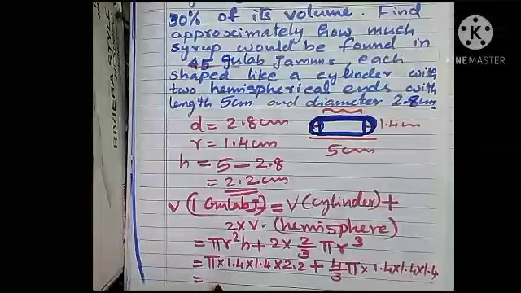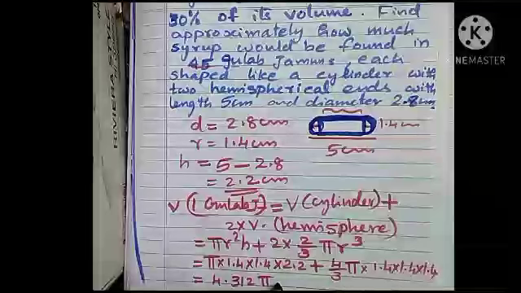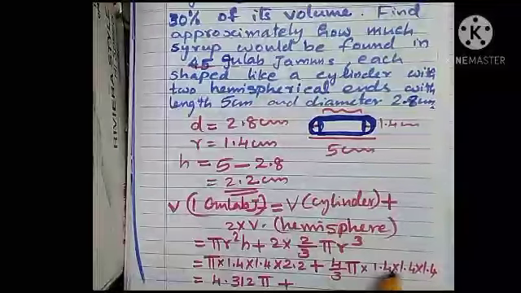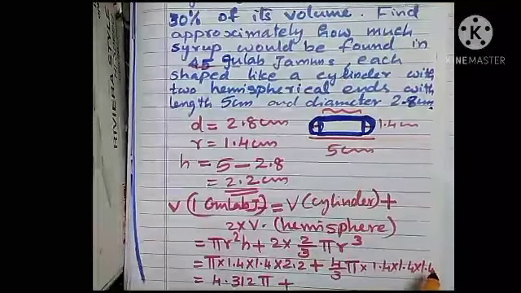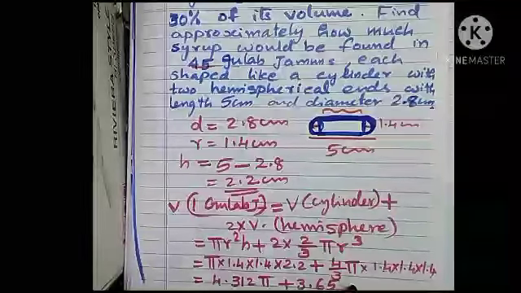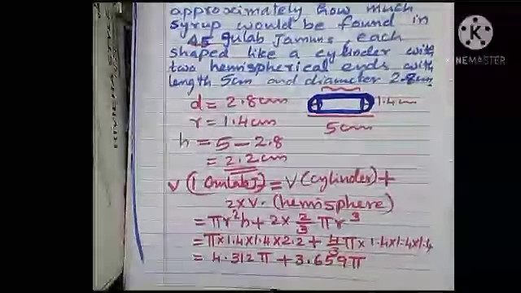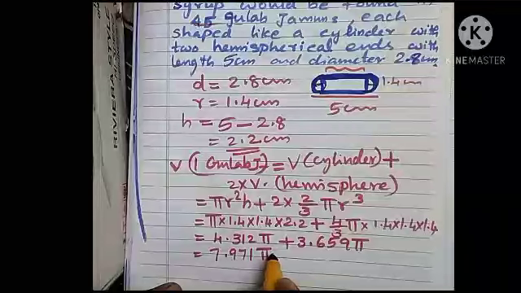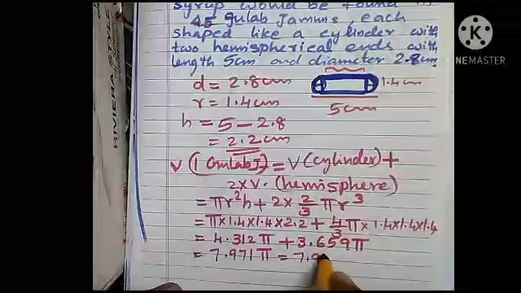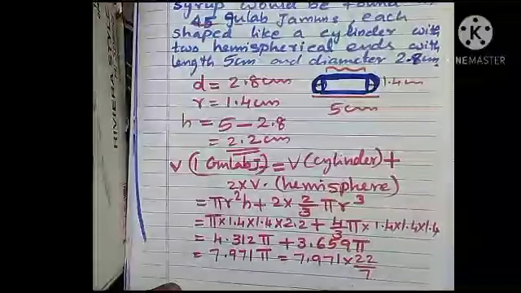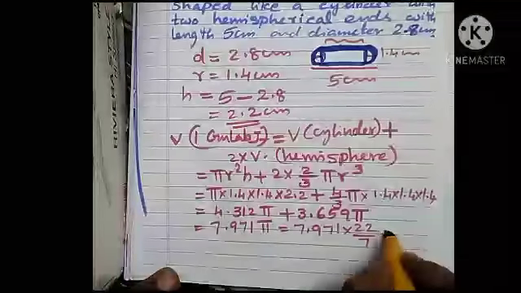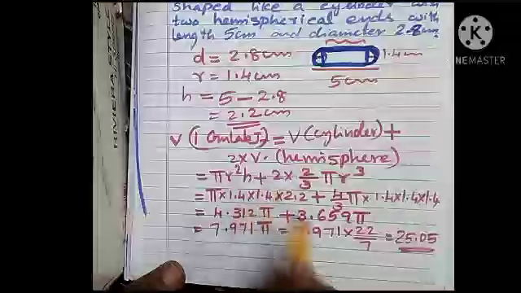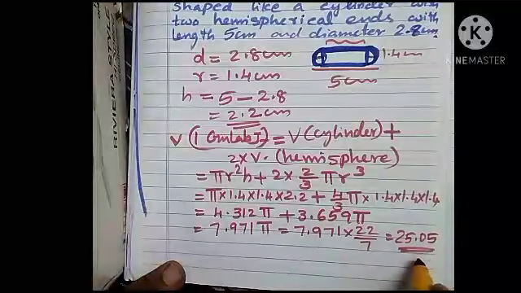Here it is 4.312 pi, after multiplying 1.4 into 1.4 into 2.2, plus 4 by 3 into pi into 1.4, 1.4, 1.4, three times we are multiplying. You are getting 3.659 pi. Now what is the sum? That is equal to 7.971 pi. Now we can substitute the value of pi, that is 7.971 into 22 by 7, which will be 25.05. So we got the volume of one gulab jamun, that is 25.05 centimeter cube.